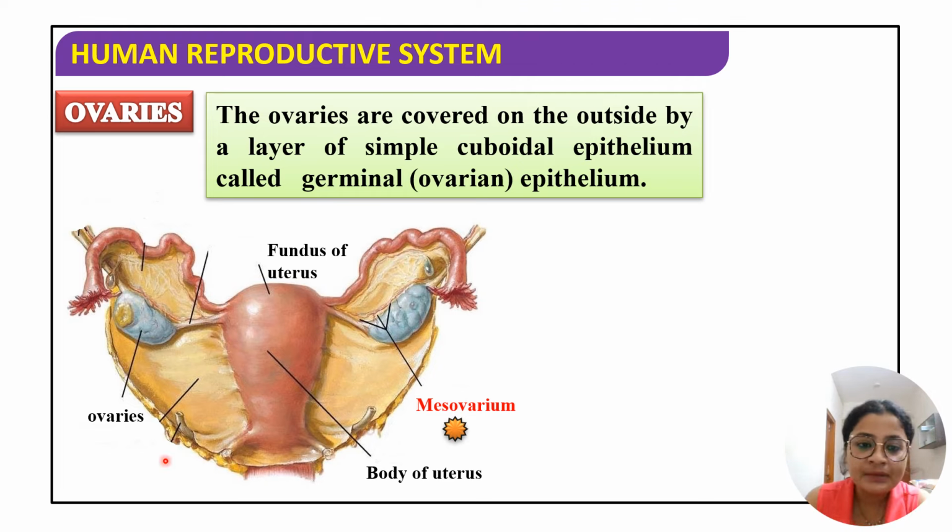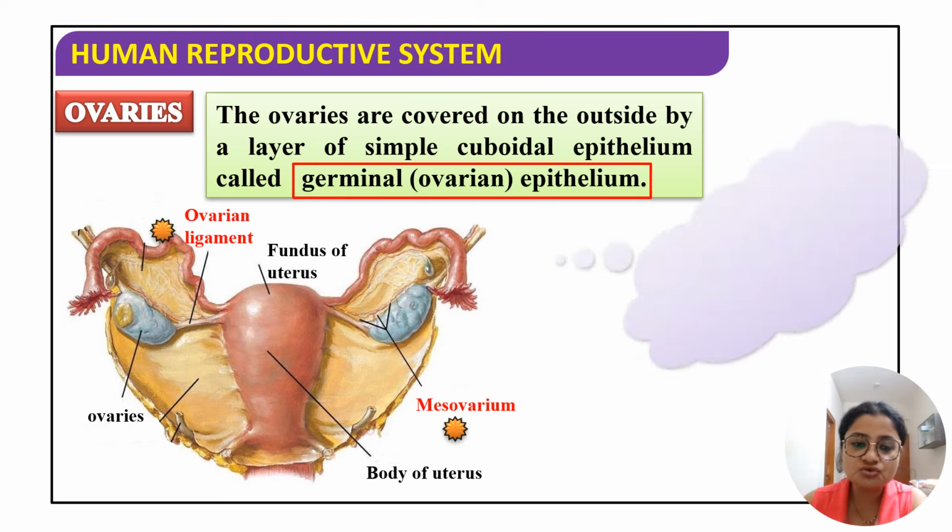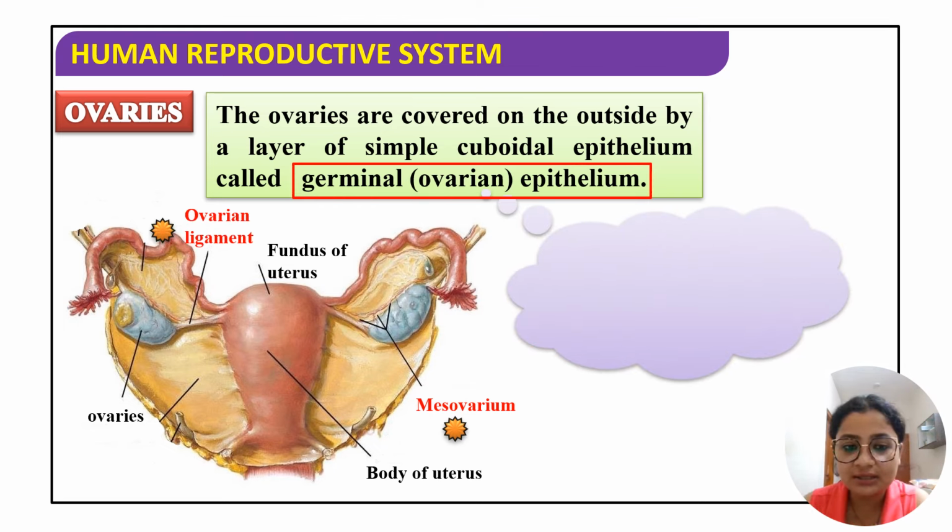The ovaries are covered on the outside by a layer of simple cuboidal epithelium which is called the germinal epithelium. Germinal epithelium was also there in the male reproductive system, isn't it, which was covering the scrotum. So here also it is the same thing, which we will call the germinal or ovarian epithelium.